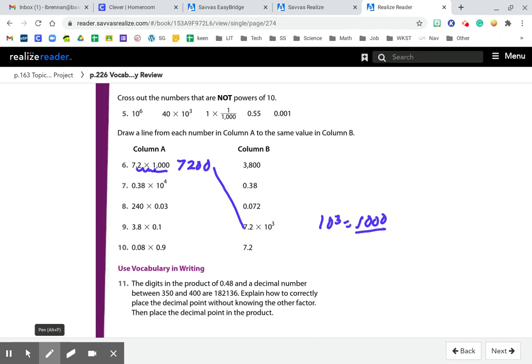38 hundredths times 10 to the fourth. I'm going to move the decimal 4 places. 1, 2, annex 2 zeros. 4. So we got right there. 240 times 3 hundredths, 240, I can just do it over here.